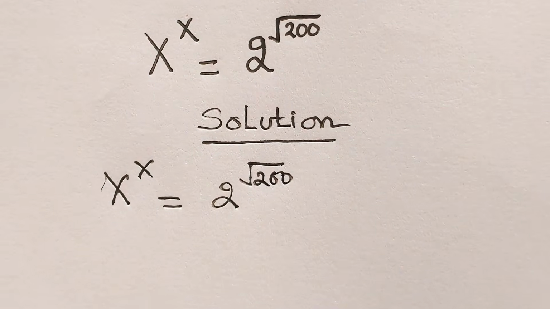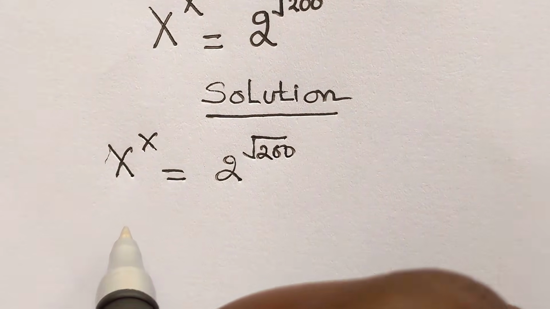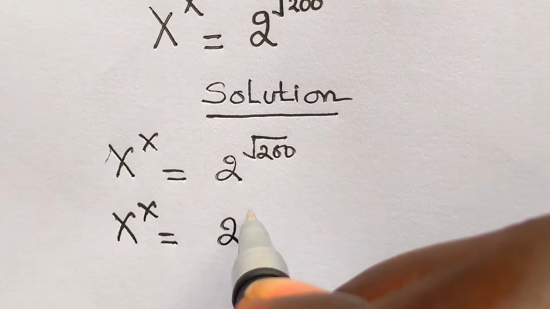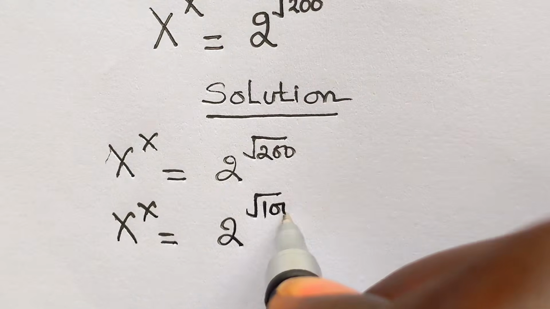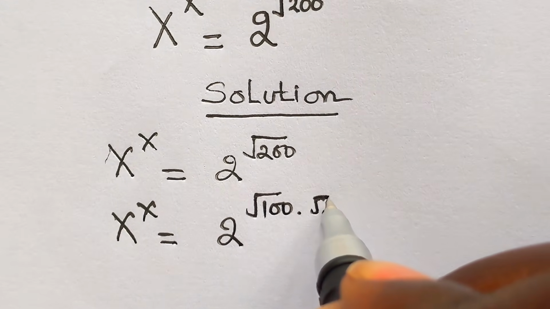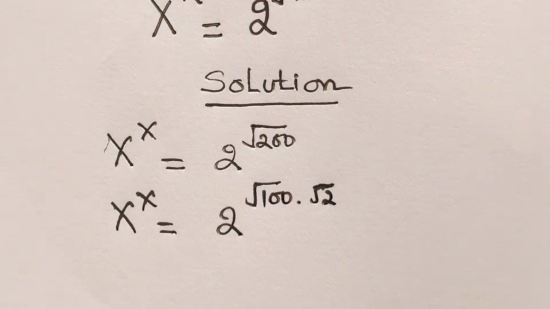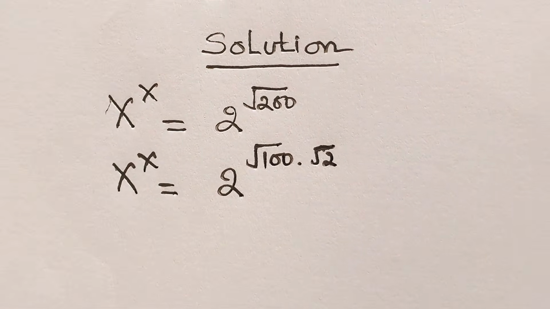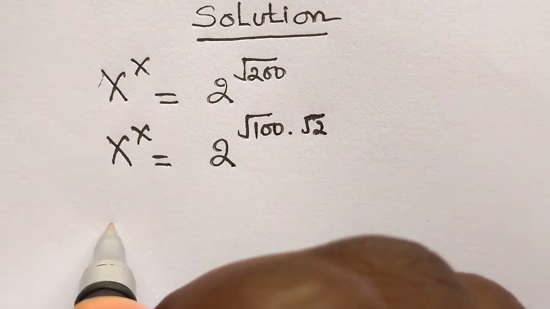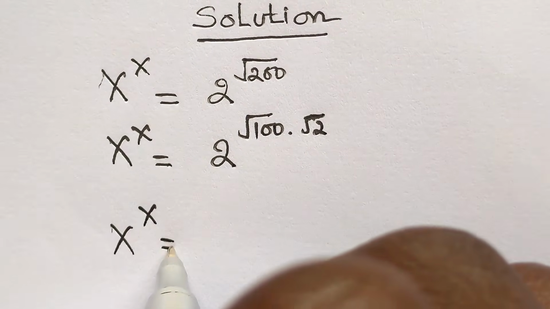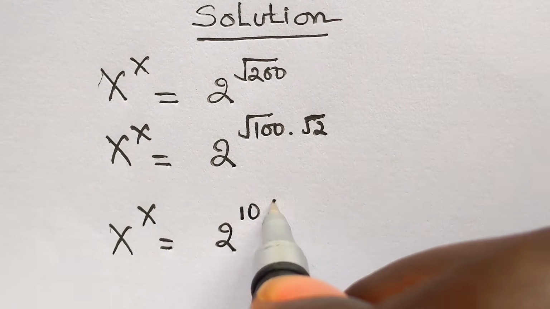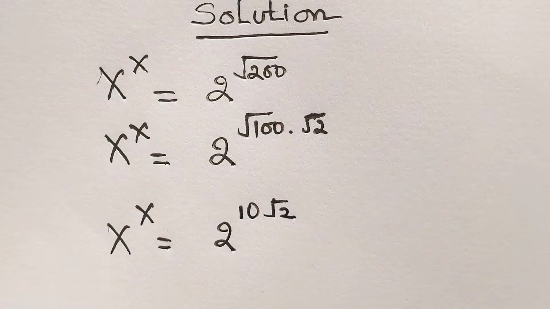And of course here we can say x^x = 2^√(100 × 2), which is √100 times √2. This is what we have right here. So x^x = 2^(√100 · √2), and √100 is equal to 10, so we get 10√2.